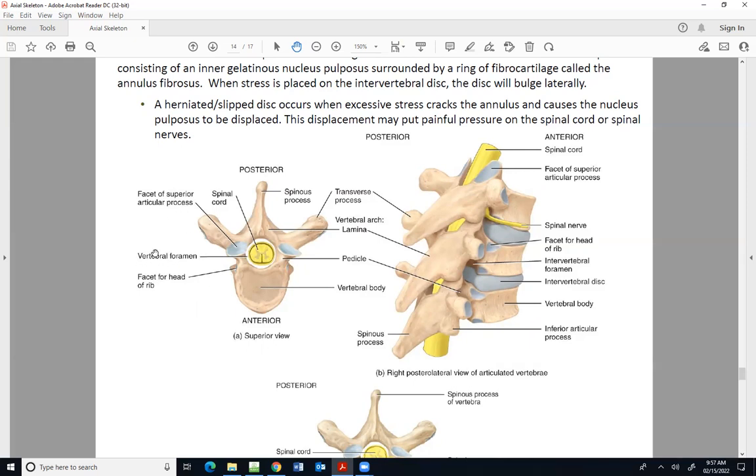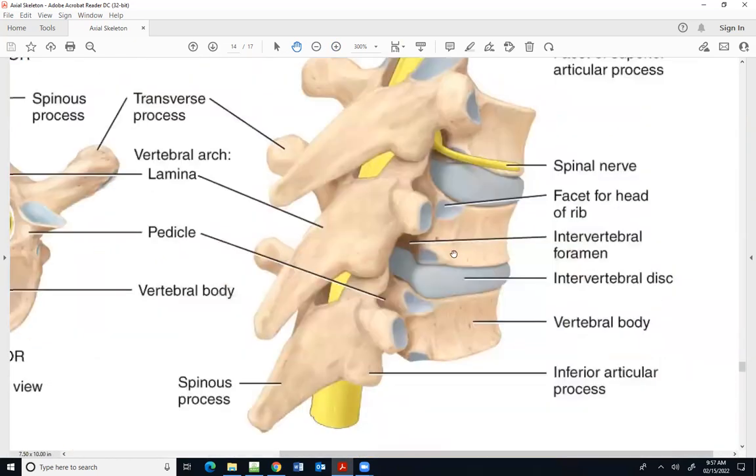Not to be confused with the vertebral foramen is what we call the intervertebral foramen. Hopefully by now you've gotten used to seeing this prefix inter. If you don't remember, that means between. This is a hole or foramen between two vertebrae. So it's basically just a gap, and this is where our spinal nerves are able to escape the spinal cord.